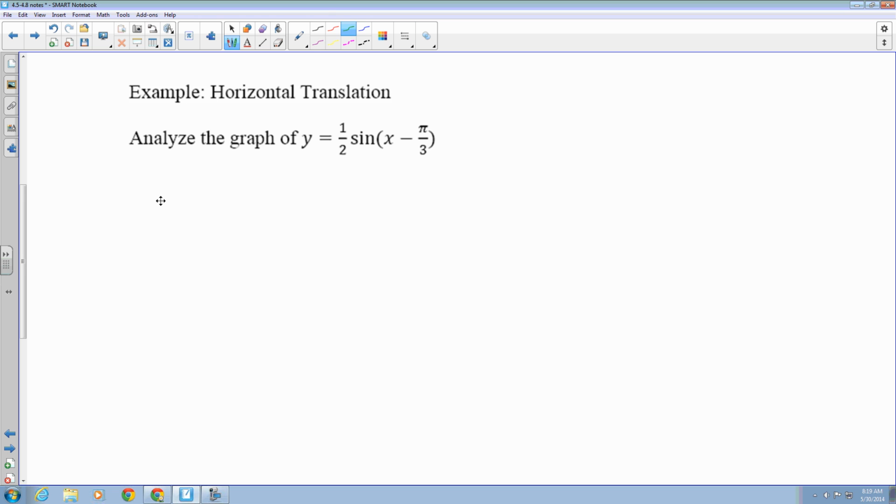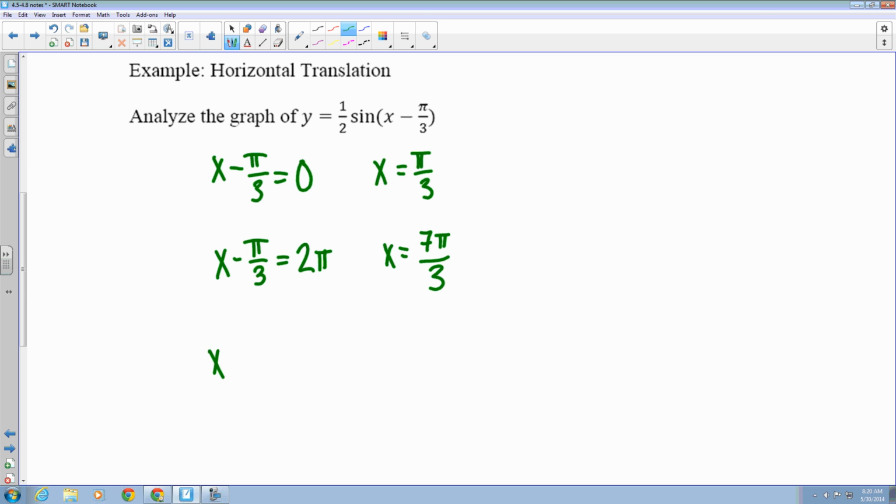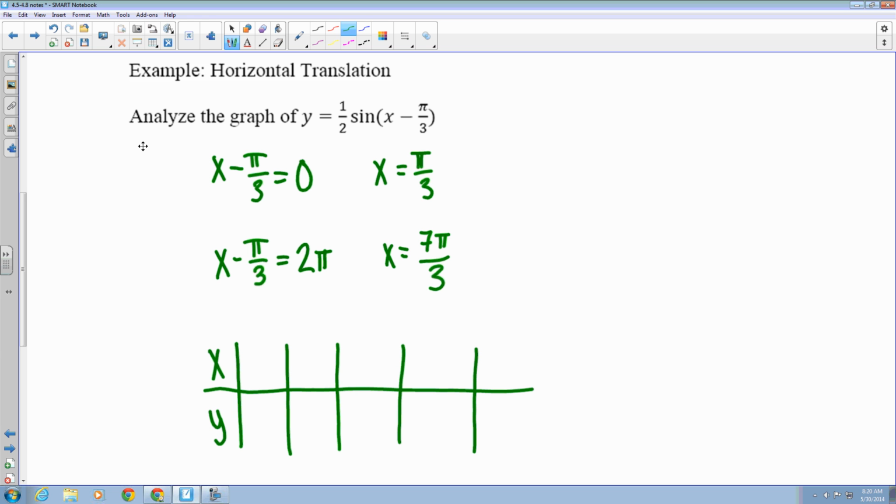So because there's a horizontal shift, and I know that seeing the parentheses, I take the x minus pi over 3, and I set it equal to 0 and 2 pi. That's going to give me my starting and ending point if I solve for x in both of these. So this would be pi over 3 and 7 pi over 3 as my starting and ending point. So when I make my chart for my 5 key points, my first x value is pi over 3 and my last is 7 pi over 3.